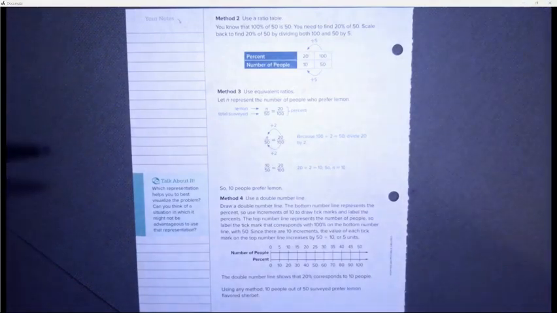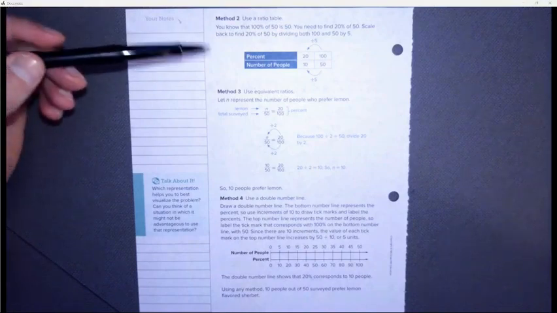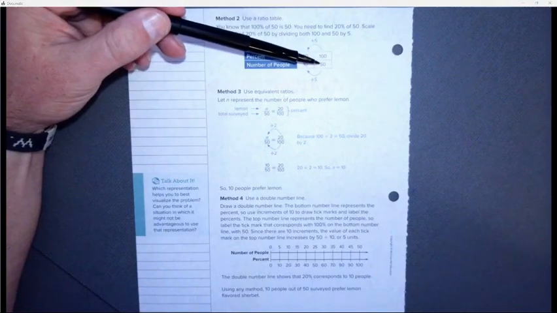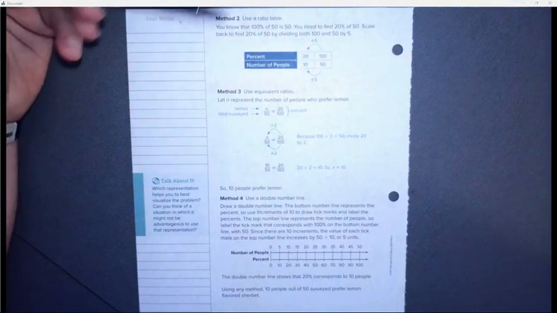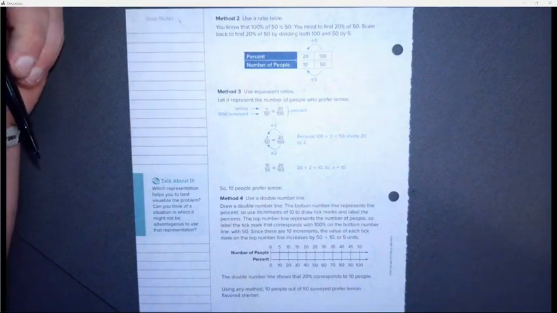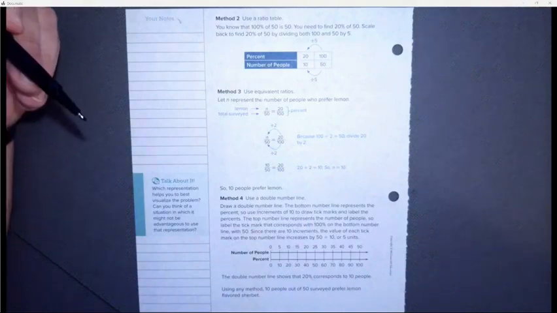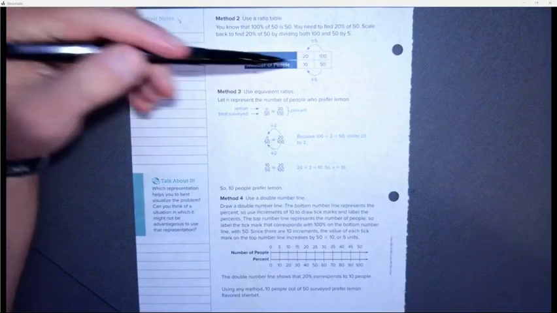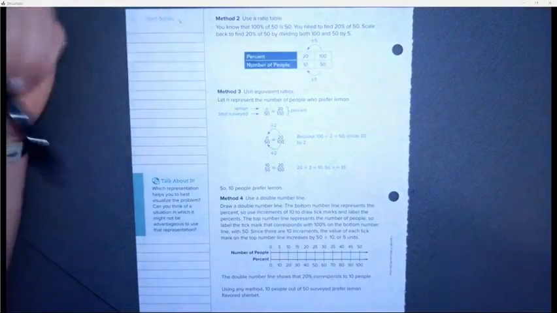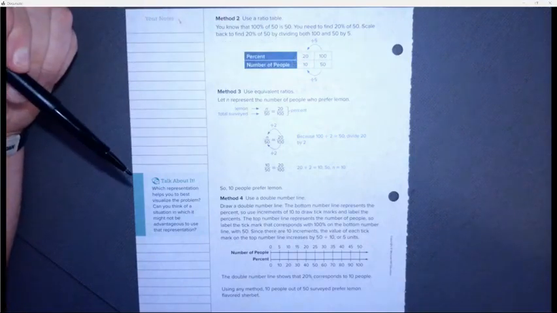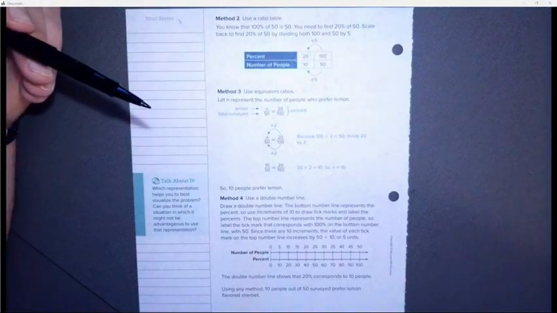Another way to look at this is method 2, using a ratio table. In the ratio table, we know 100% is all 50 people that were surveyed. We want to know how many people is the 20% that like lemon. 100 divided by 5 gives us 20. 50 divided by 5 is 10. So 20% is 10 people who prefer lemon.